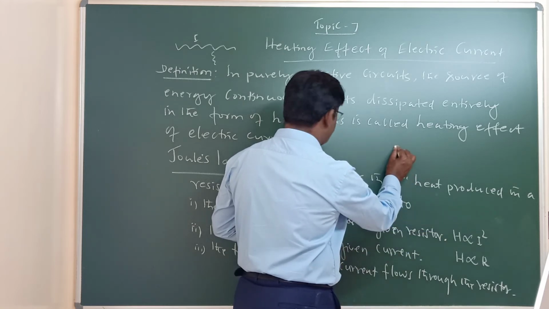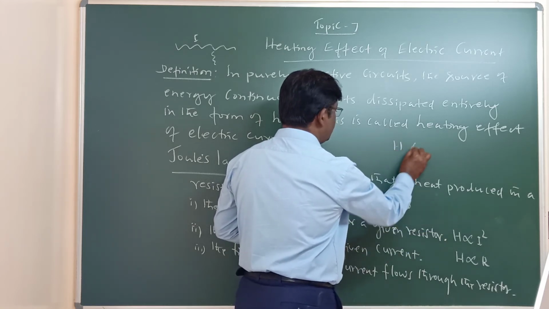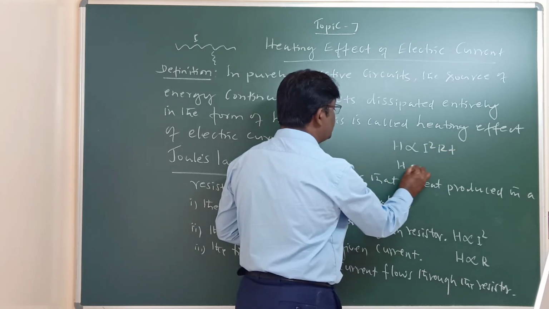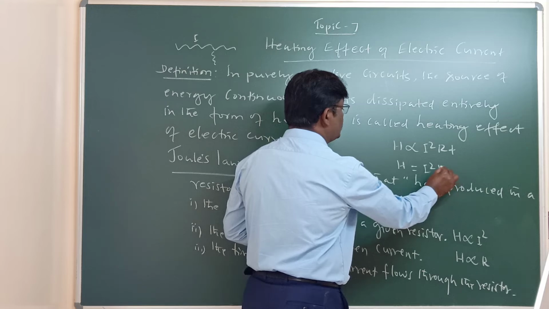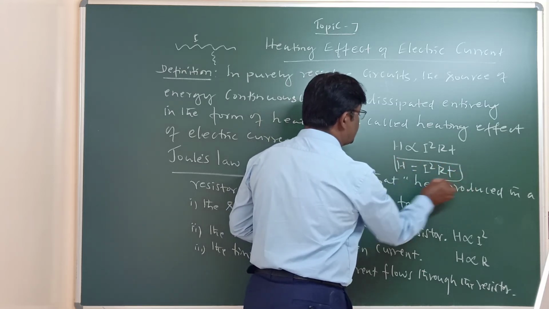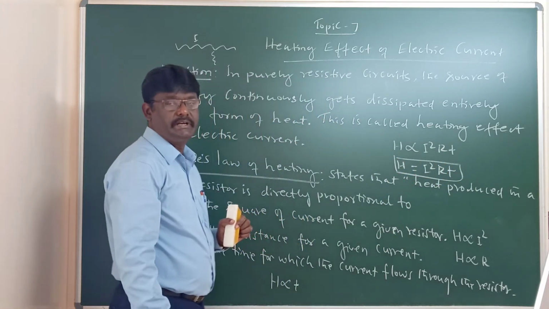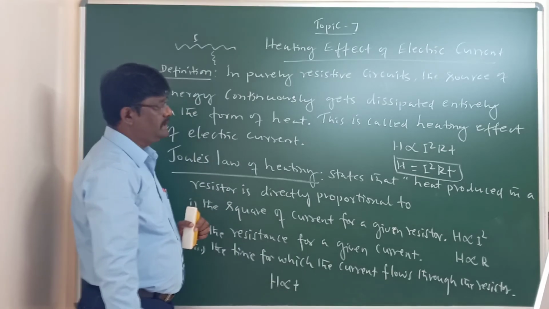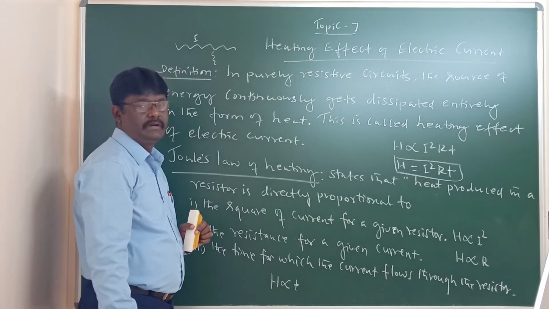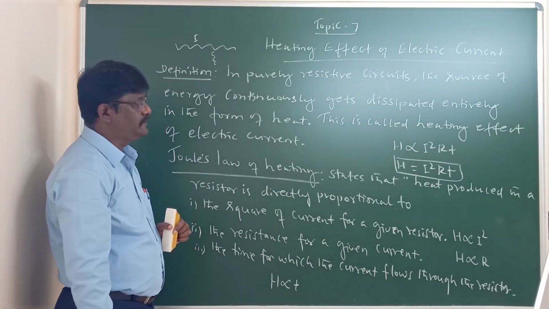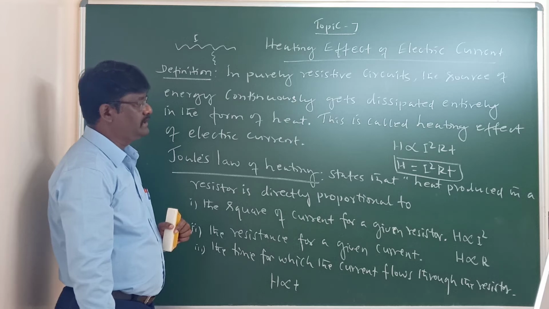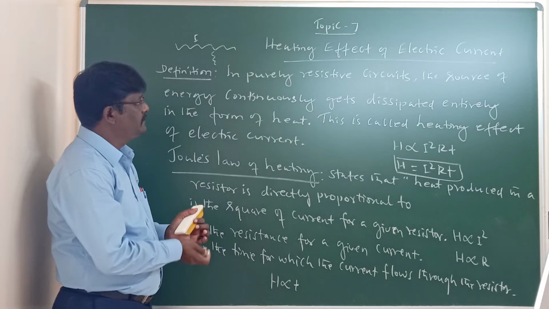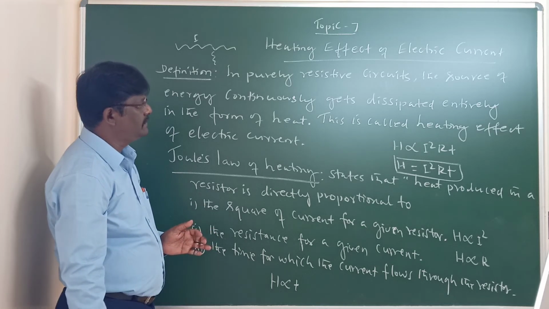H is proportional to I square RT, or finally H equal to I square RT. H stands for heat generated or produced, I is current, R is resistance, T is time. So where H is heat, I electric current, R resistance, T time. This is what we call the heating effect of electric current.